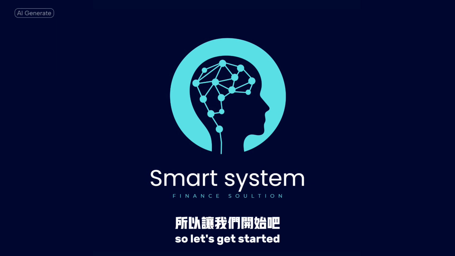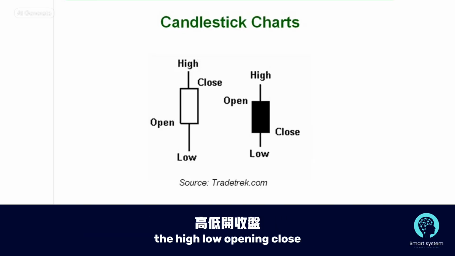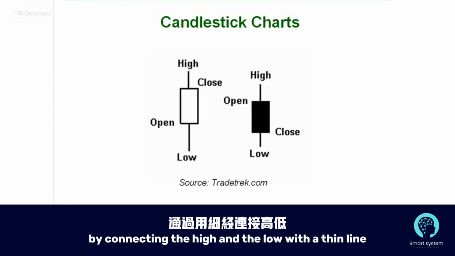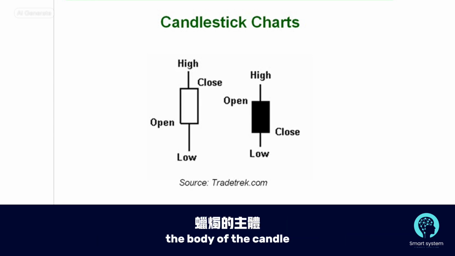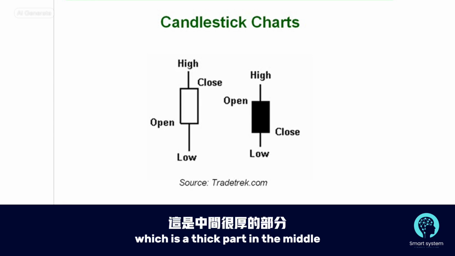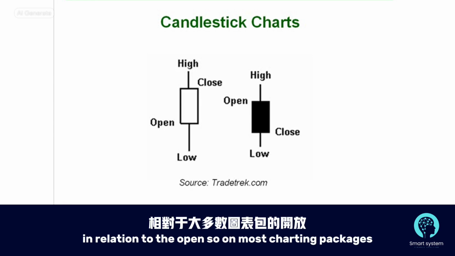So let's get started. What a candlestick chart does is it uniquely represents the high, low, open, and close by connecting the high and the low with a thin line, and the open and the close are represented by the body of the candle, which is a thick part in the middle, shaded a different color depending on where the close is in relation to the open.